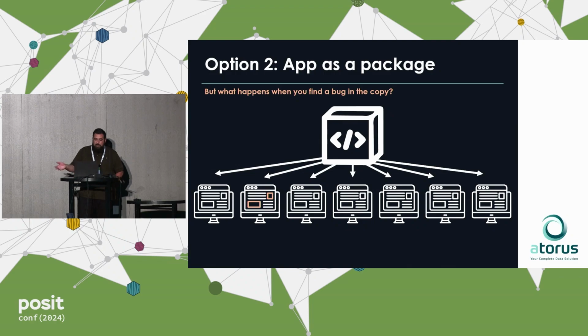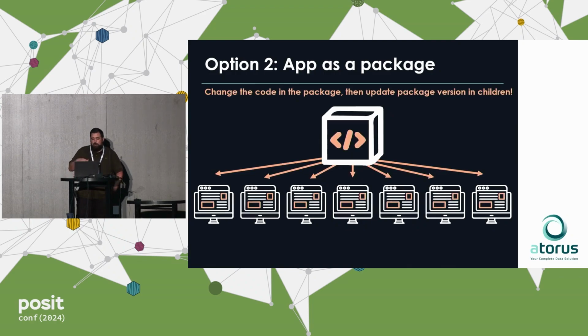So if you find a bug in one of your child apps, you don't have to go and update everywhere. You just update your parent package, and then you can propagate that out to all the children. All you have to do is update the package version.